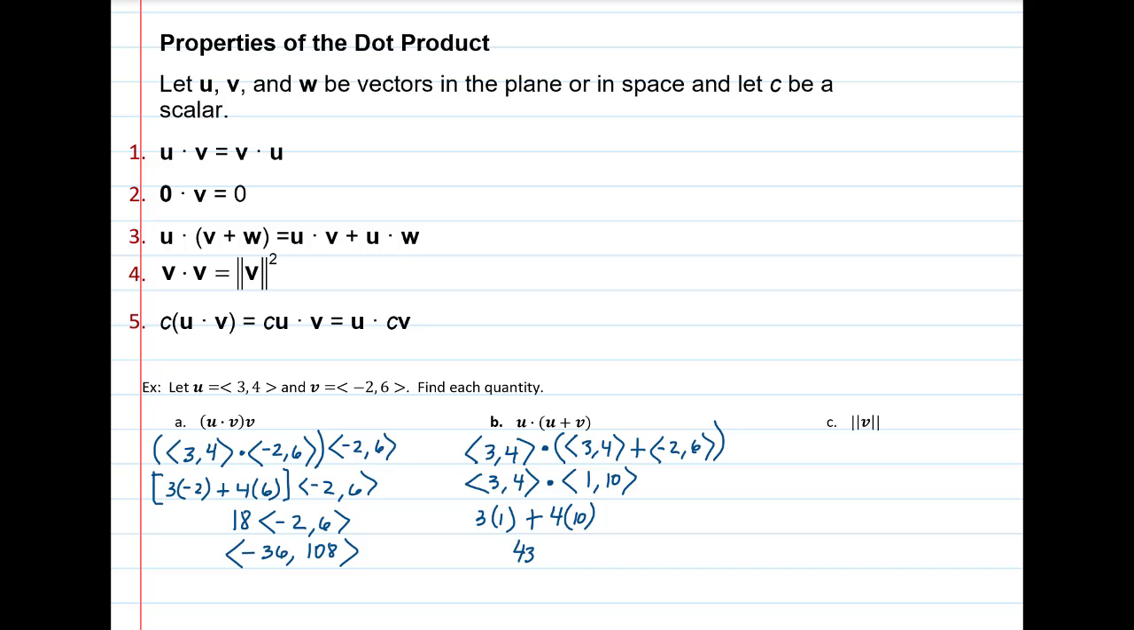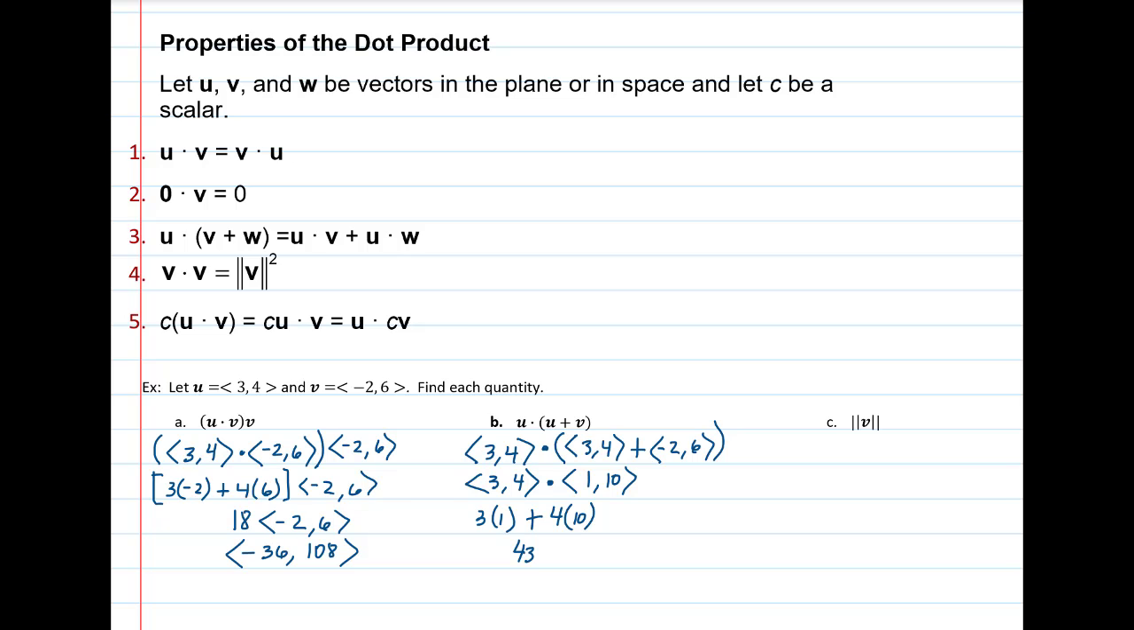That gives us a nice 43. Notice how the answer here is a scalar, because we ultimately are doing the dot product of two vectors. Dot product gives us a scalar there. On the previous one, we did a scalar multiplication. So we have a dot product within our problem, but we are ultimately doing a scalar multiplication on part A. So we're going to get a vector back.